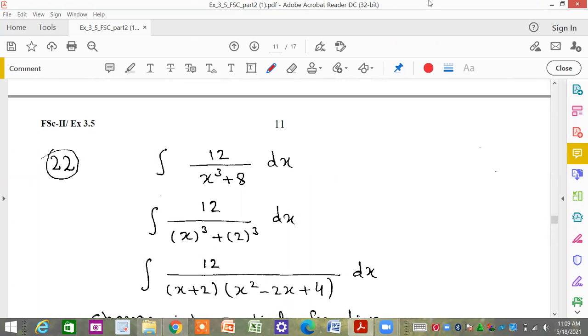Okay, after this we are going to discuss question number 22. This is the integration of 12 over x cube plus 8. We will write it as x cube plus 2 raised to the power cube, and after applying the formula, this will be equal to x plus 2 and x square minus 2x plus 4. This is the formula we had discussed in the previous section.